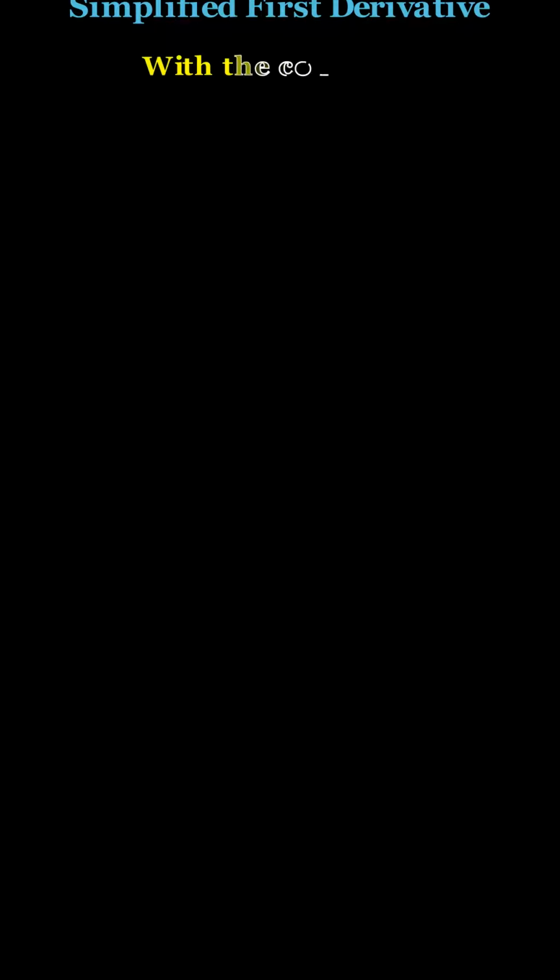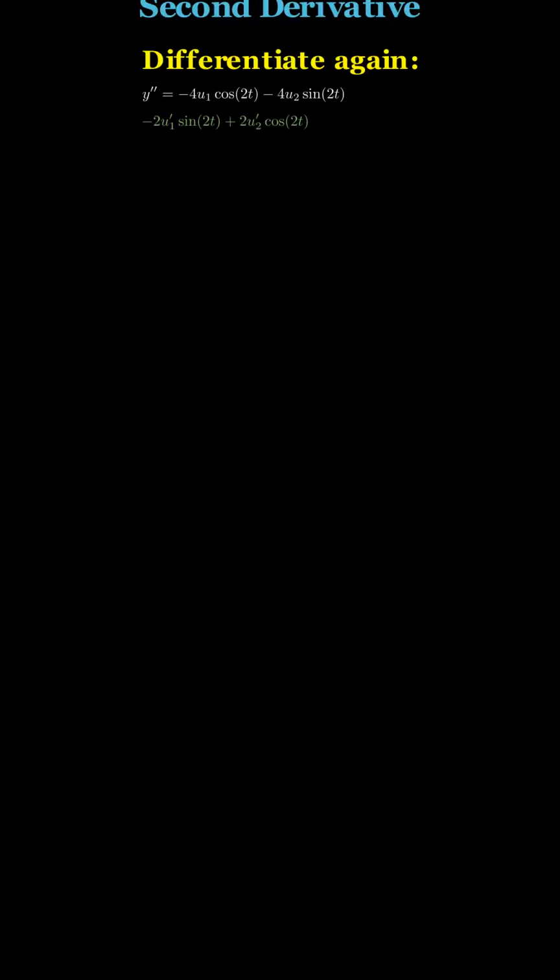To simplify, we impose the condition that u1 prime times cosine 2t plus u2 prime times sine 2t equals 0. With this condition, the first derivative simplifies to y prime equals negative 2u1 sine 2t plus 2u2 cosine 2t. Now we compute the second derivative of y.